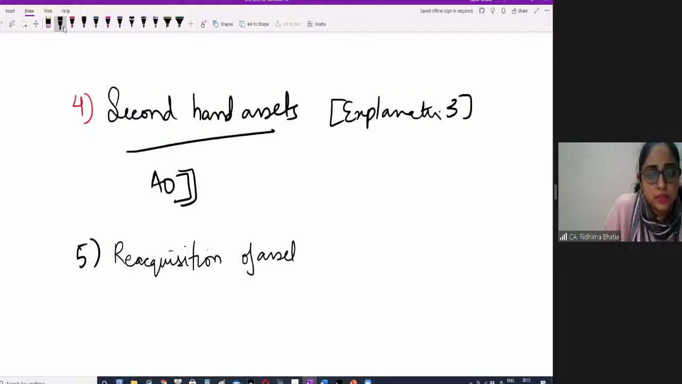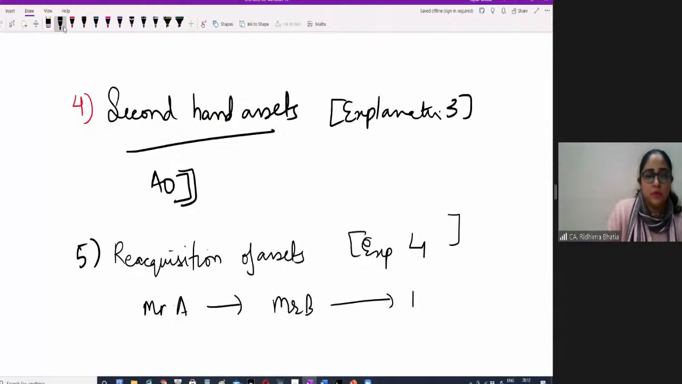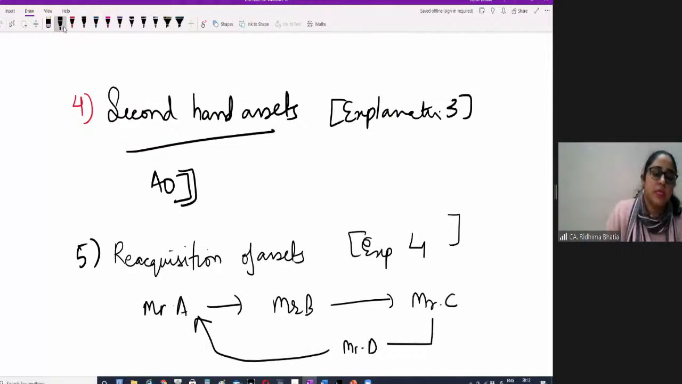Reacquisition of assets. This is my explanation 4. Now, in case of reacquisition of assets, students, what happened? Very simple. Suppose Mr. A gave the asset to Mr. B. Then Mr. B gave it to Mr. C. Mr. C gave it to Mr. D. And Mr. A again acquired it. Now we have to determine the cost of asset for whom?